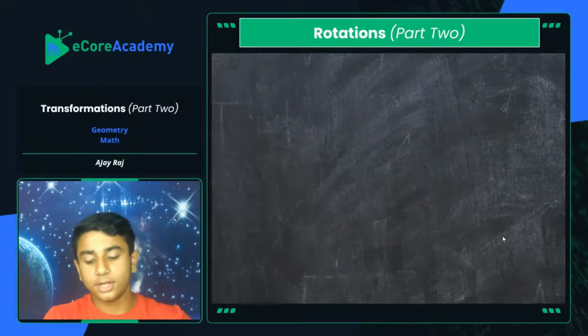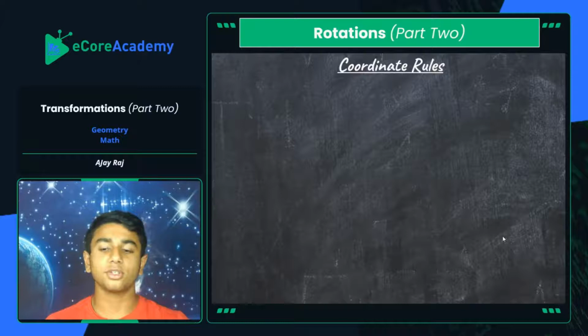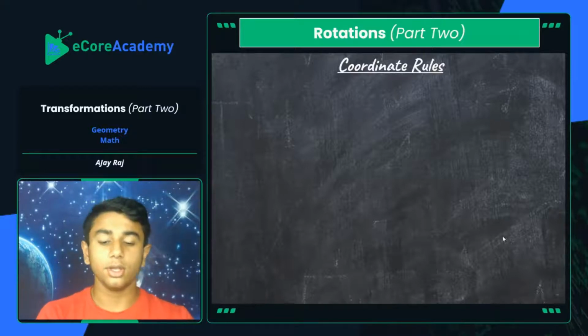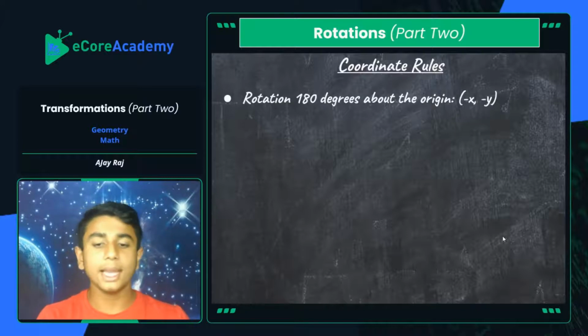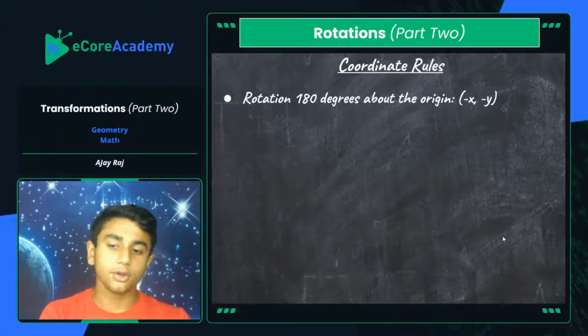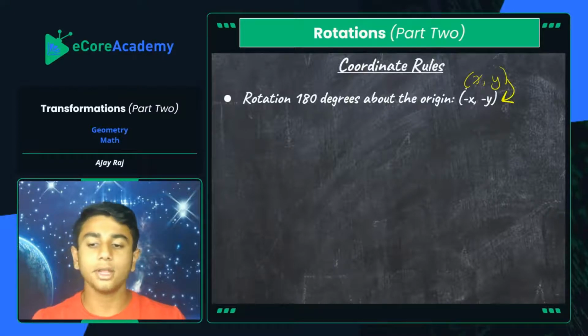All right, rotations part 2. This is going to be coordinate rules for rotation. This is really what we're here for, the defining characteristics and rules of rotations on a coordinate plane. So these are its applications. So if you're rotating a figure 180 degrees about the origin, you're basically going to change your points from x, y, to negative x, negative y.